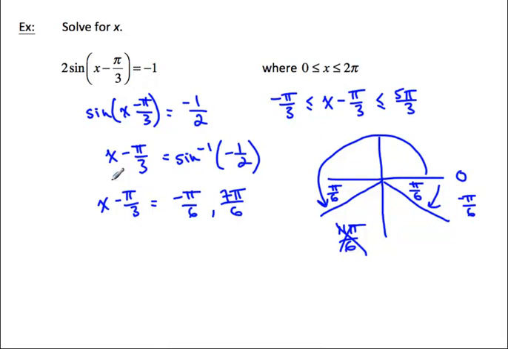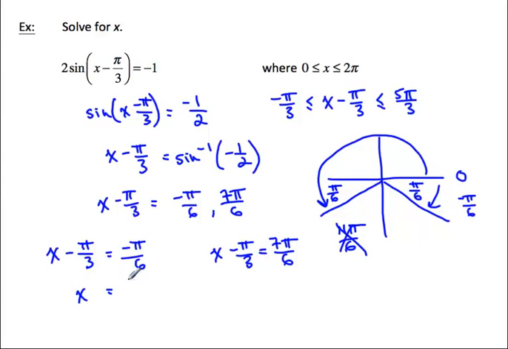So those are my answers for x minus pi over 3, but what I really want is x. Let's write this out as two separate equations. What I've got now is x minus pi over 3 is equal to negative pi over 6, and x minus pi over 3 is equal to 7 pi over 6. Therefore, for the left one, x is equal to negative pi over 6 plus pi over 3. And if we put these into a common denominator, we get negative pi over 6 plus 2 pi over 6. So x is equal to pi over 6.